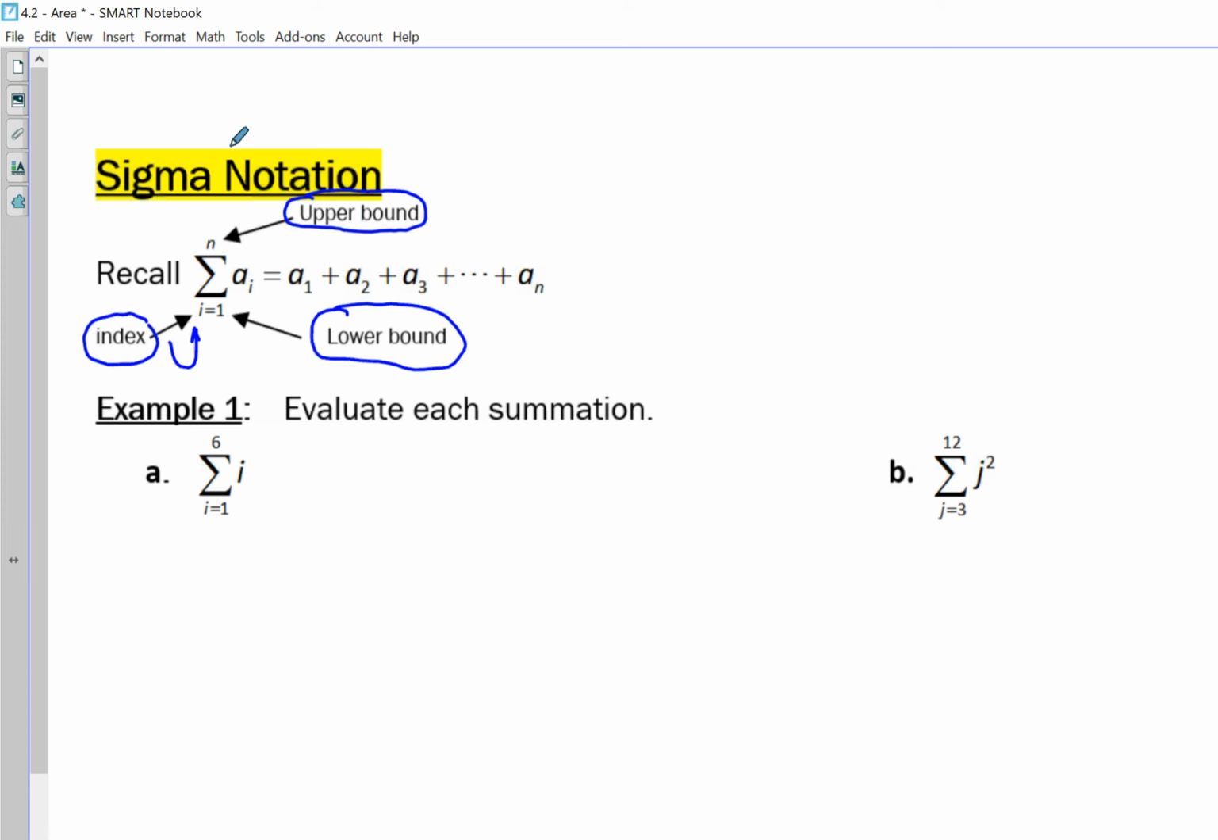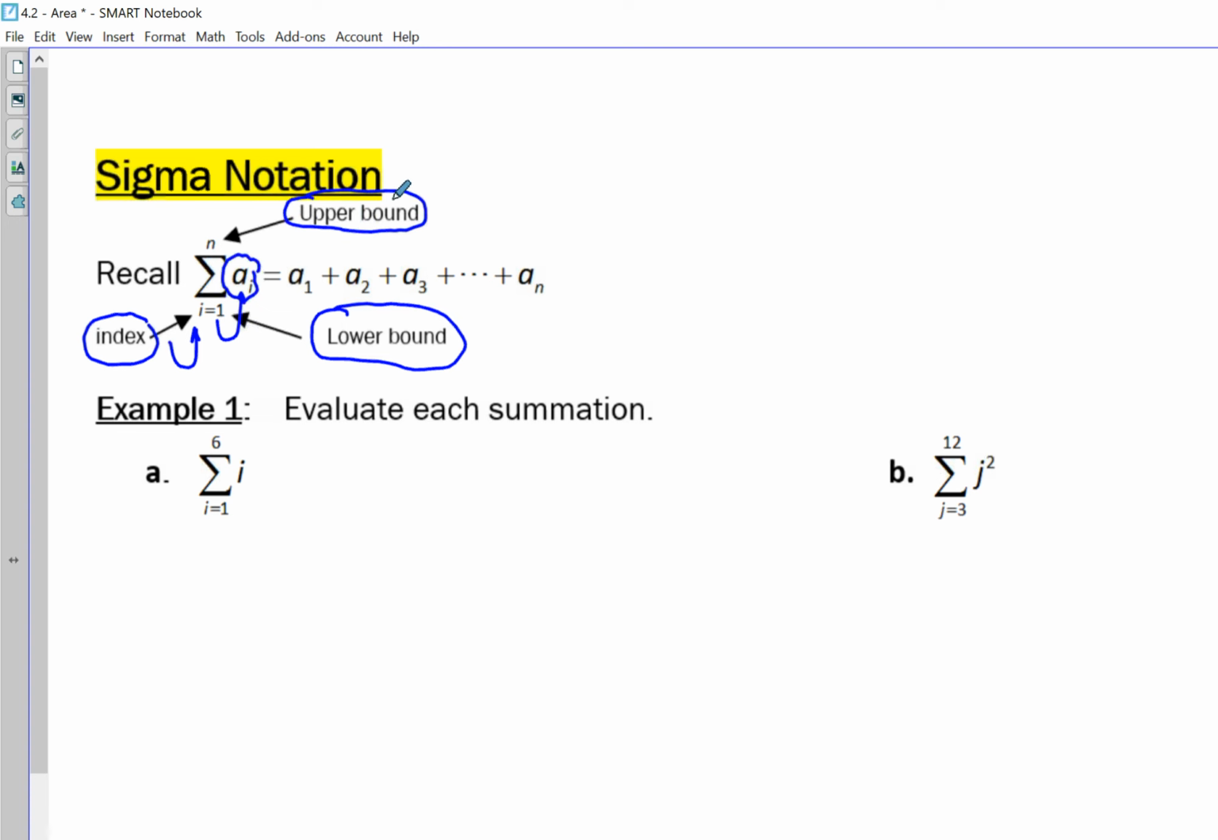Basically the idea is that you're going to take this index starting at its lower boundary and insert it in for the letter i in this expression. Then you're going to add the next term, where this index increases by an integer factor of 1, and you're going to plug that in, and so on until you reach this upper bound, which is going to produce the very last term, in this case, a sub n.